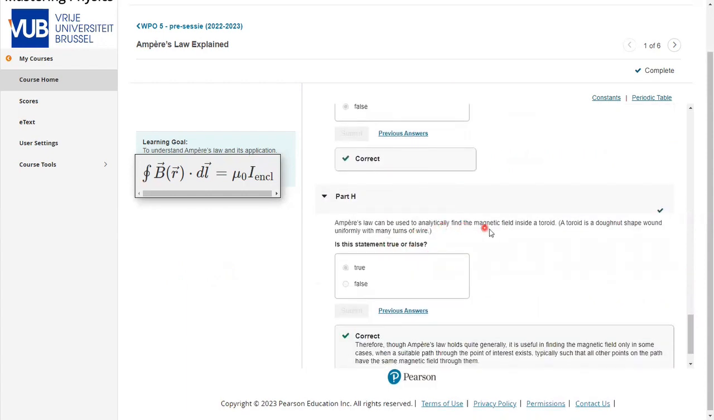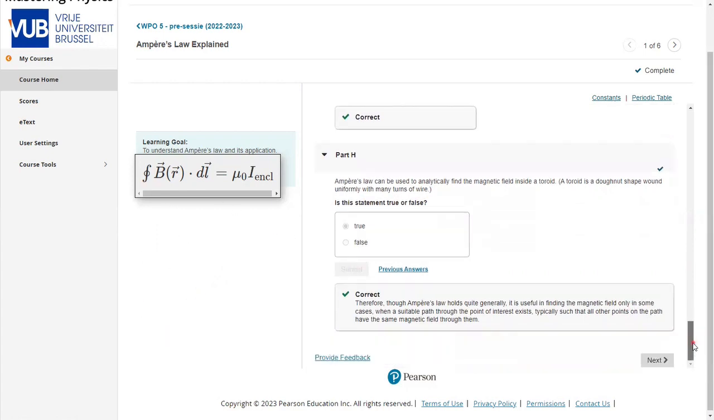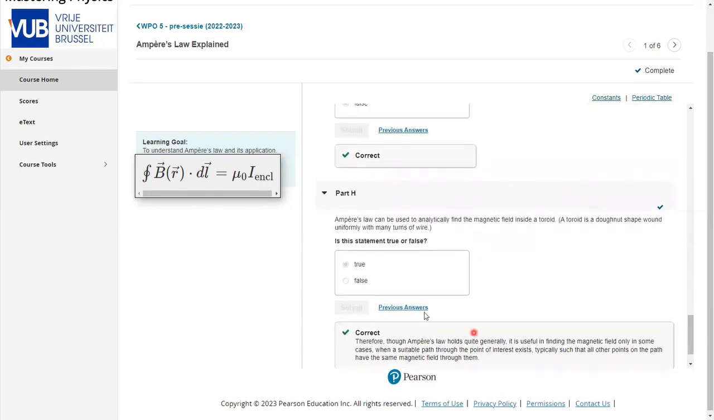Ampere's law can be used to find the magnetic field inside a toroid. A toroid is a donut-shaped form with many turns of wire. I say true, because it doesn't have a center. I mean, it has a center, but the center is just filled with many turns of wire. So there's no center. So I say true. But if you want to read some explanation, you can read it below.